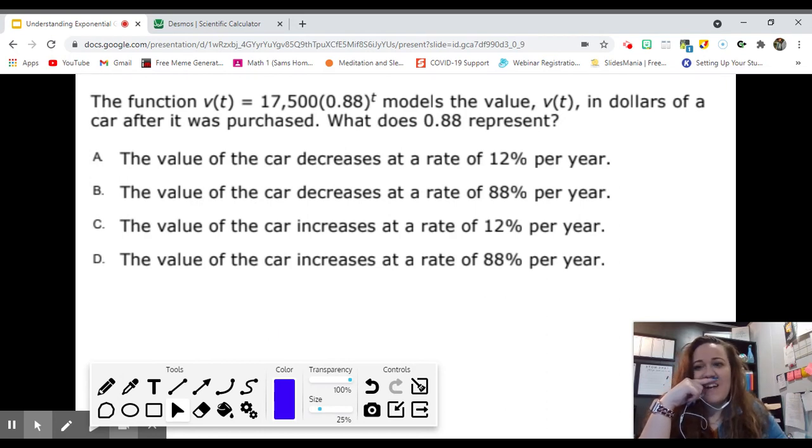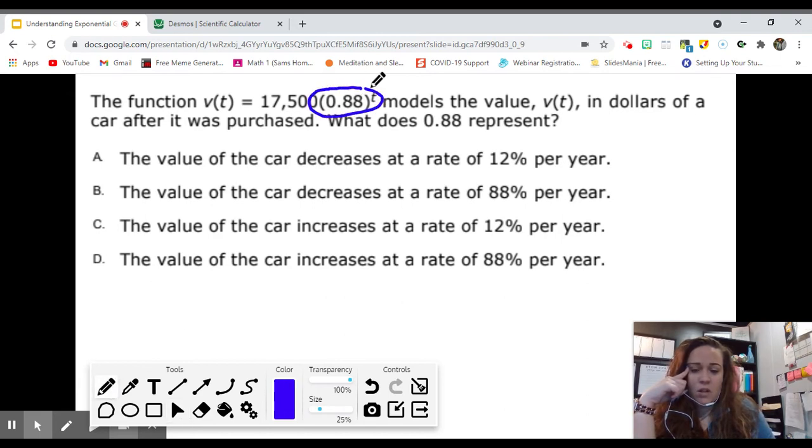Same with this one. The function V of t is like you're putting in the time. It's 17,500 times 0.88 to the t power, in dollars, of a car after it was purchased. So it's decreasing, and I know it's decreasing because my decimal right there is less than 1. It's 0.88.